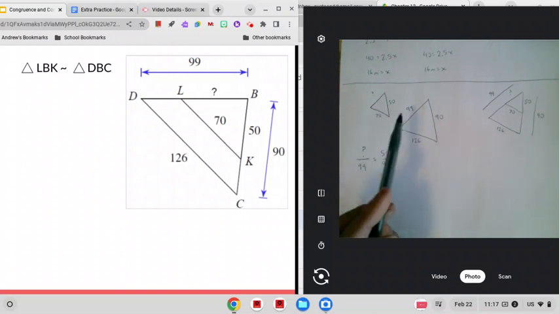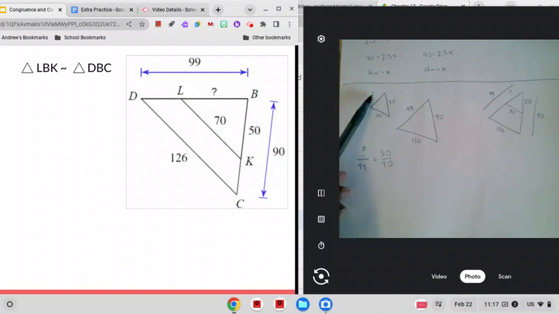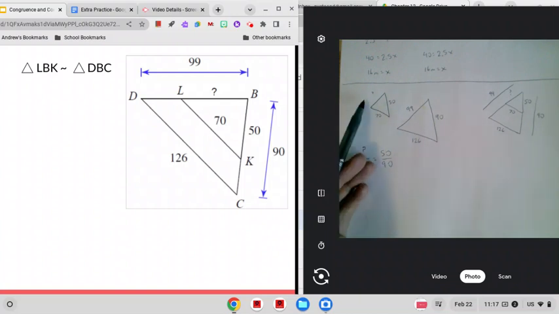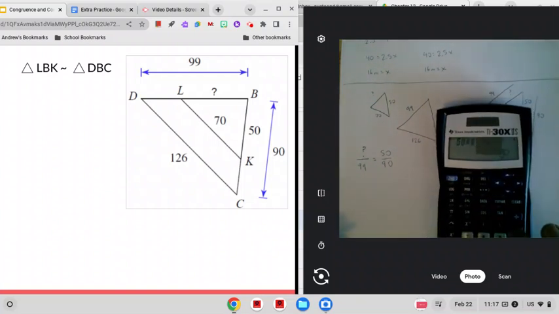Again, I went from small triangle to big triangle for both of these, question mark to 99, 50 to 90. That works. If you mix and match the direction you go, you've done it wrong. If I did question mark over 99 and then 90 over 50, you're going to get the wrong answer. There's like 12 ways to set this proportion up correctly. And if you do it backwards, that's the one way to do it wrong. So make sure you're consistent. Just do always left to right or always small to big. Pick a direction and stick with it. Okay, cross multiply and divide. So I'm going to do 50 times 99.